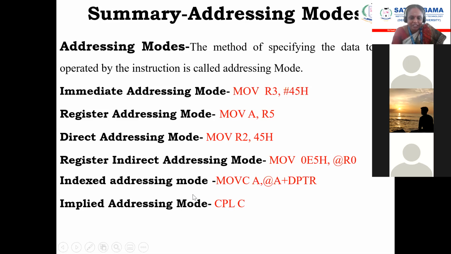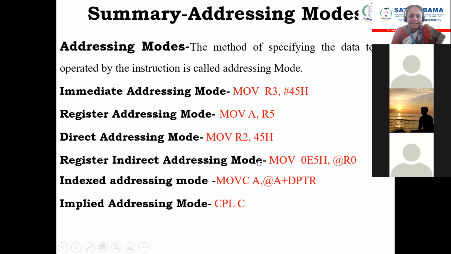Then the next one is indexed addressing mode. Indexed addressing mode means A plus DPTR. A plus DPTR means I add my accumulator content with the DPTR content. It points to the code memory from where I have to fetch the data, and that data is stored in the accumulator. Implied means a single operand. We have only two such instructions: CPL C, complementing the carry bit, or SWAP.